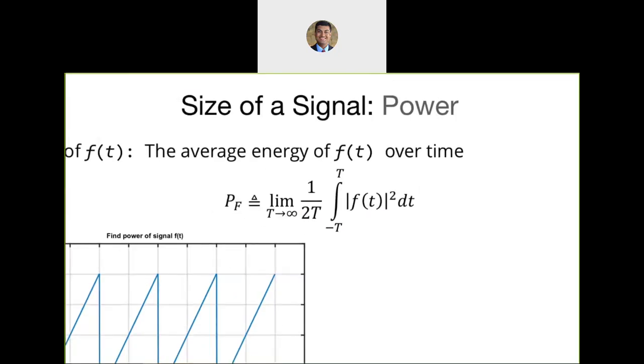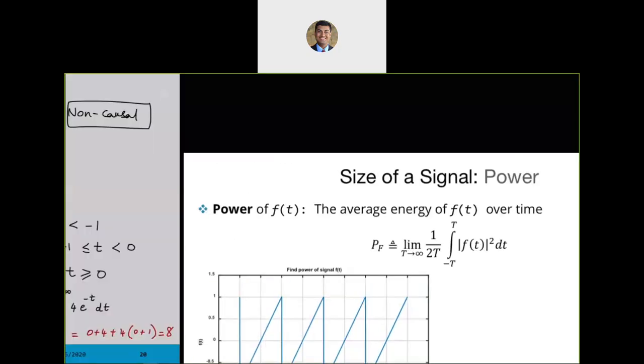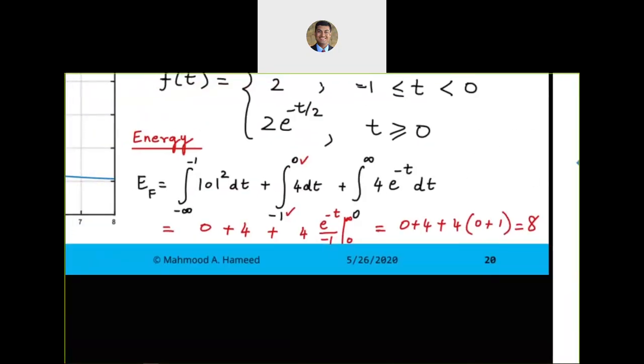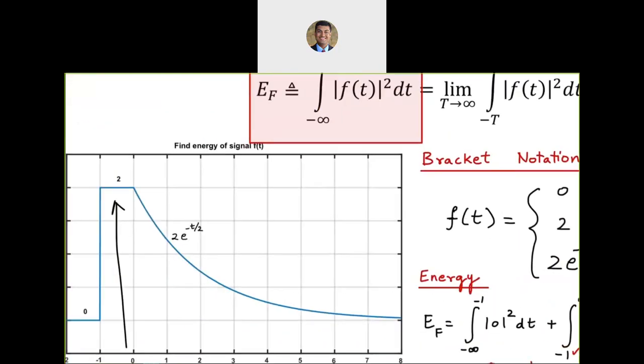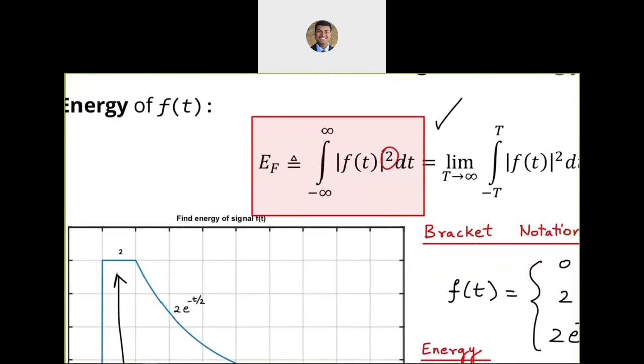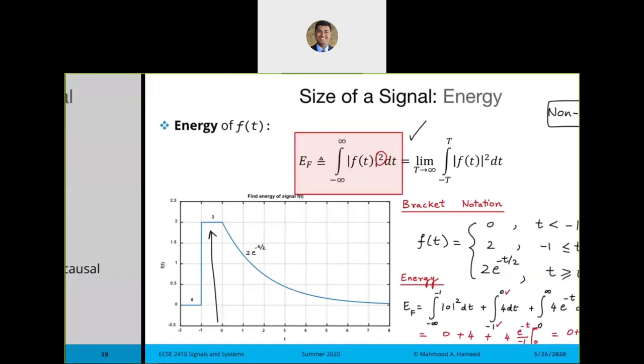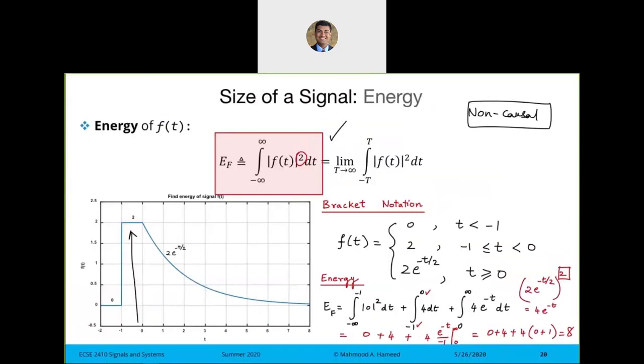Why is it 4e to the negative t? Okay, so let's see. There is a question about why it is 4e to the negative t. So you see this, you did 2e to the negative t over 2, squared, right? So what happens? You get 4e to the negative t. There is a square there because there is a square there. All right, I hope that was helpful. Let's move on here.